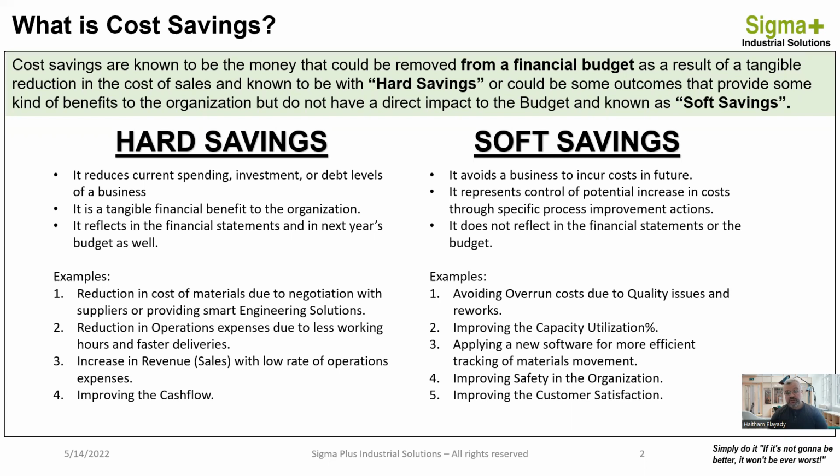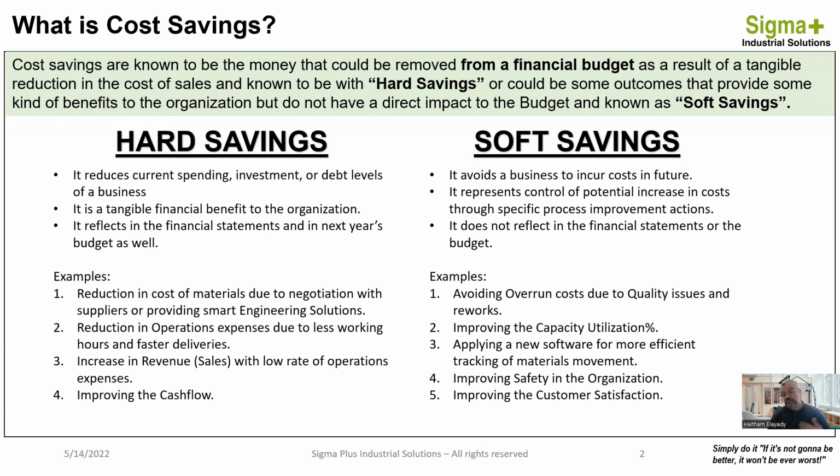A cost saving can be a monetary reduction from a financial budget as a result of the implementation of a set of improvement actions. And it is something easily recognized by a cost controller by just looking at the financial statement sheet, and then he or she can see the gap between the actual cost and the budget, and based on that we can demonstrate and report the hard cost saving.